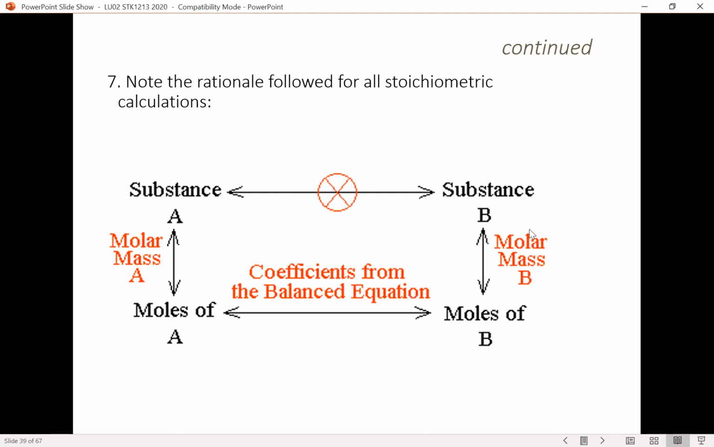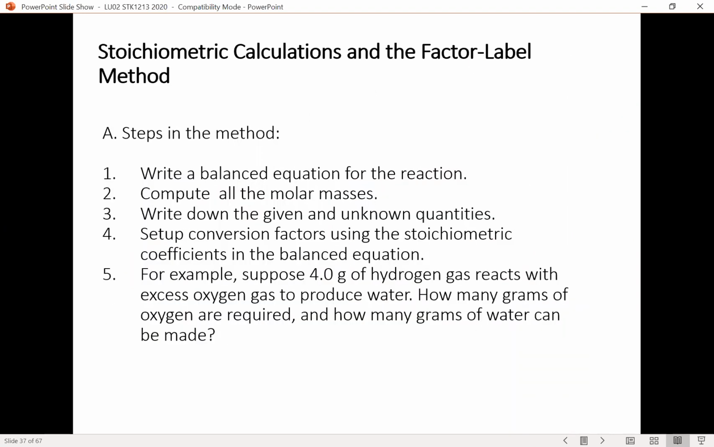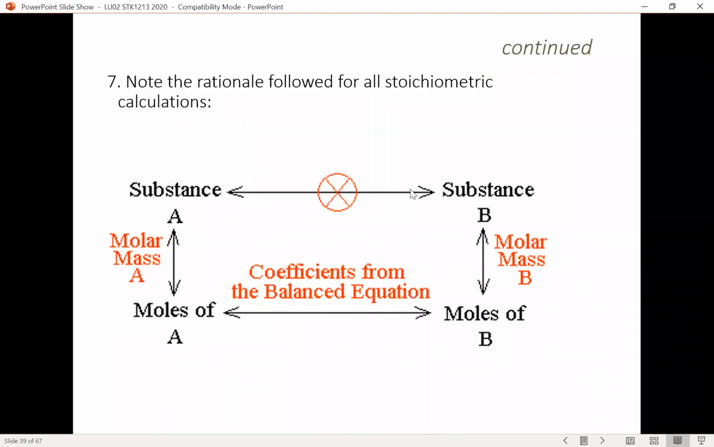That is why in one of the steps just now, which is step 2, you need to calculate all the molar masses in order for you to easily identify the moles and the mass of your reactants and also your products. And when you balance your equation properly, you can get the correct coefficients for you to calculate the moles of each reactant and your product.